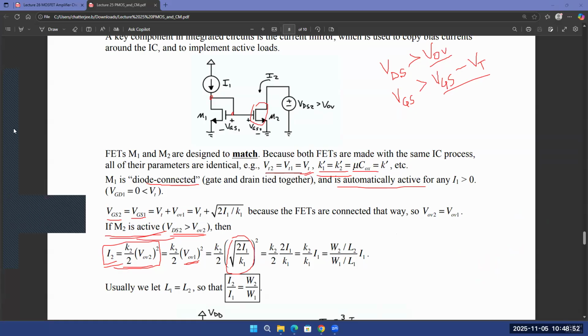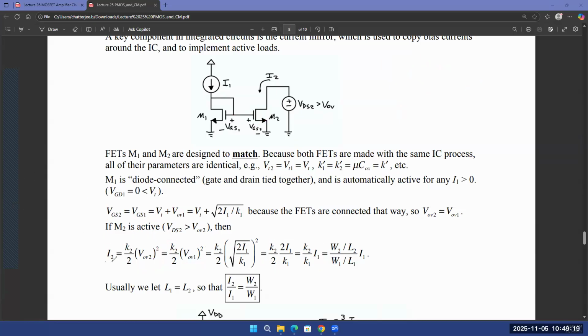So you have represented your V overdrive as square root of twice I over K. And of course, this is V overdrive of 1, so you're writing I1 and K1. So this becomes K2 over 2 times twice I1 over K1, because you are just squaring the square root term, because you had V overdrive of 1 squared over here. So that means you have K2 over K1 times I1. So this is a very interesting relation, that I2 is equal to K2 over K1 times I1.